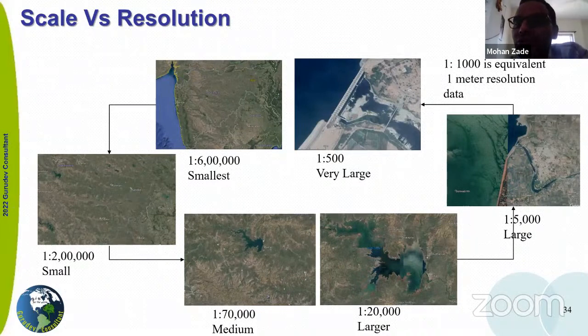In general, 1:1000 is equivalent to 1 meter resolution. So if your project requirement says that we need a map of 1:1000 scale, then you must choose 1 meter resolution. If you want to have a 1:10,000 scale, then you should choose 10 meter resolution. So likewise, it has to go. If you want 1000, then choose 1 meter. If you want 10,000, then 10 meter. So it is a general thumb rule.